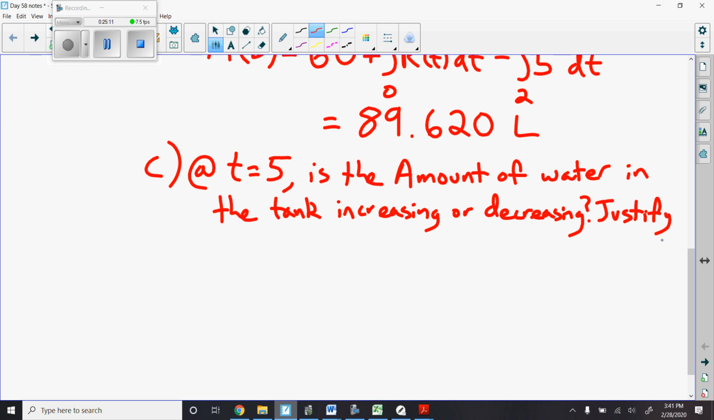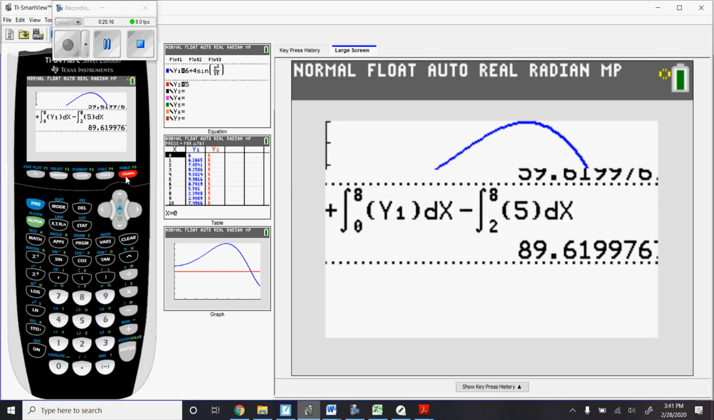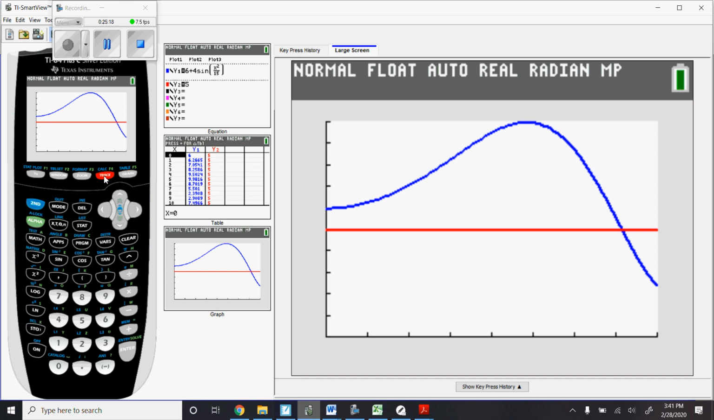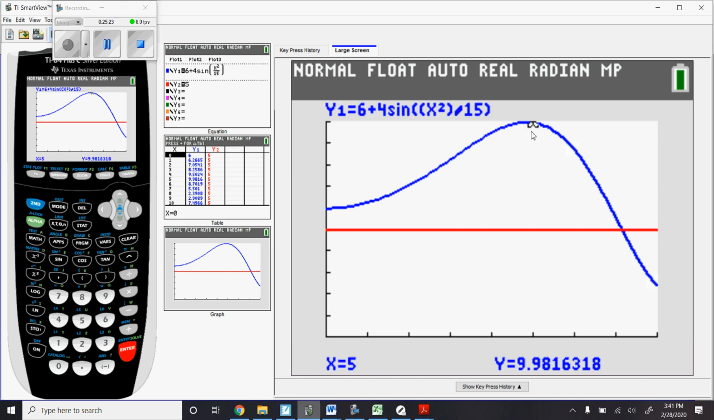So let's take a look at the graph really quick. I'm thinking about t equals 5, so I'm just going to trace 5. That's right here. We can see the blue line is my y1, that's my rate in. The red line is my y2, that's my rate out. As we can see, at time t equals 5, the rate in is much greater than the rate out. So we should be able to say that the amount of water in the tank is increasing.